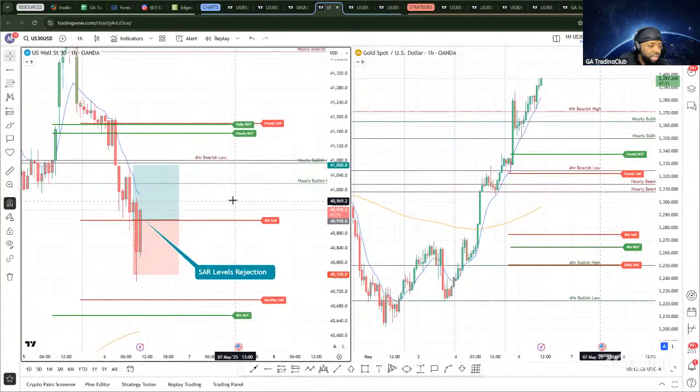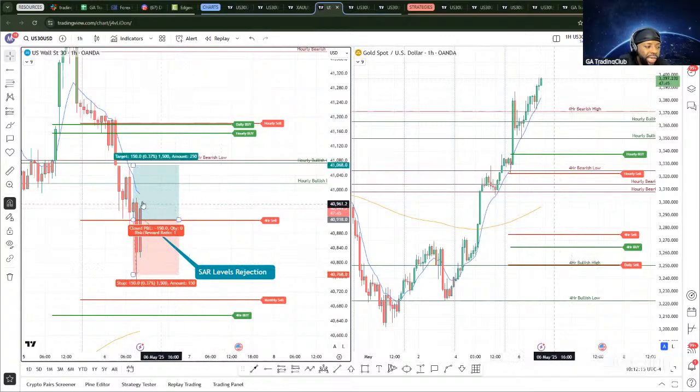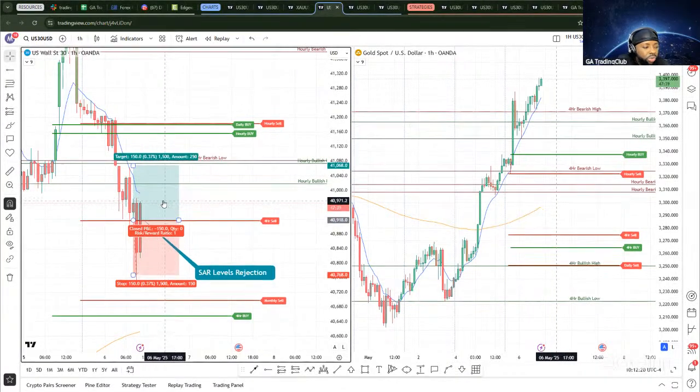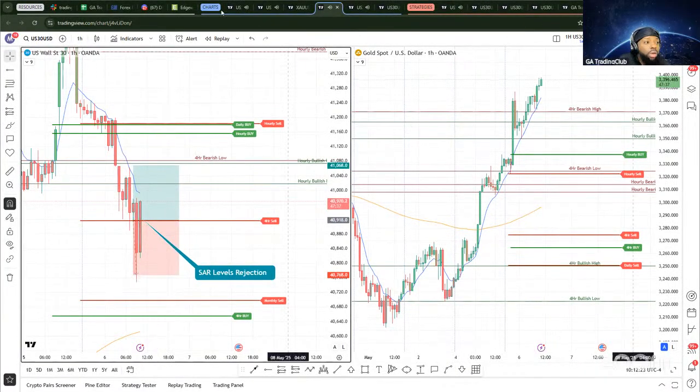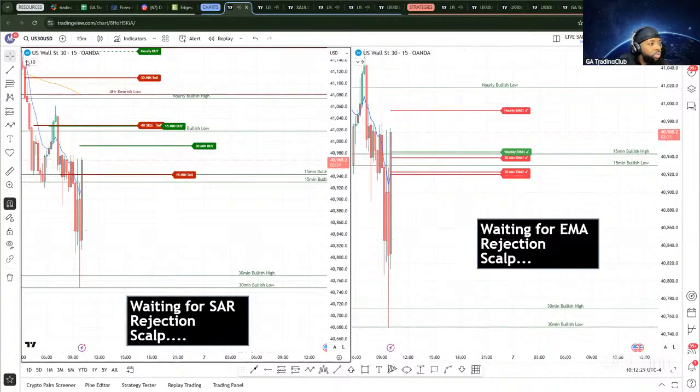Price is pretty much in a big consolidation, and it's moving back into consolidation. You can see this trade would have gotten stopped out, the US 30 SAR levels rejection. Wait, we do have, give me one moment. Okay, so we might get a sell. We just got this SAR rejection level here on the 30-minute.